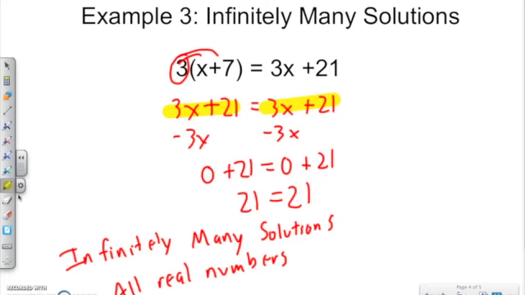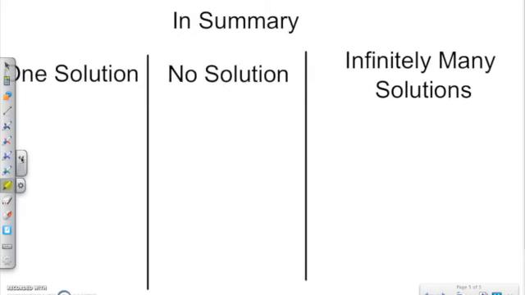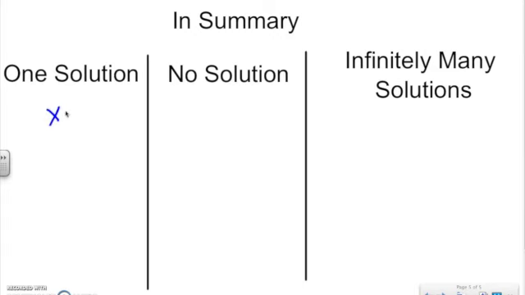Alright, so just want to go ahead and summarize. We have three different situations that we can get when we are solving an equation. Our first example is one solution. Alright, that's going to be when we still have the variable and it's going to be equal to some number. Maybe x is equal to 3 or x is equal to 0.